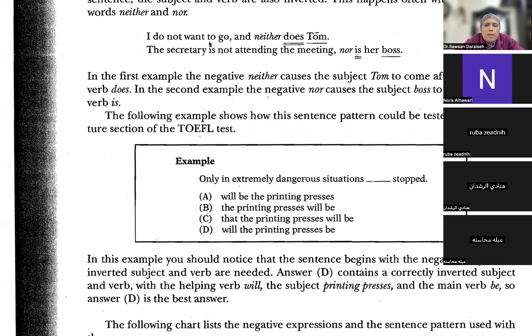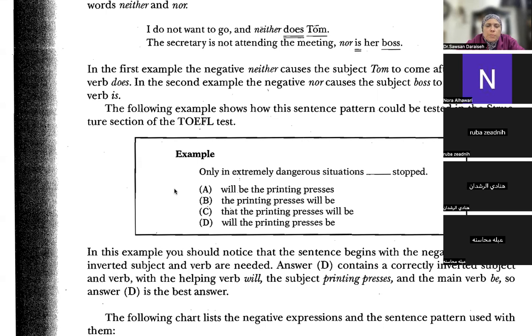Alright. Or 3, I'm not really sure. بس مش كتير ضايل. Okay? So anyway, look at this example. Only in extremely dangerous situations. What are we going to put here? بدنا نشوف المحتوى هذا كله اللي هون, okay? Only negative, guys. فيها معنى negative. Only in extremely dangerous situations.